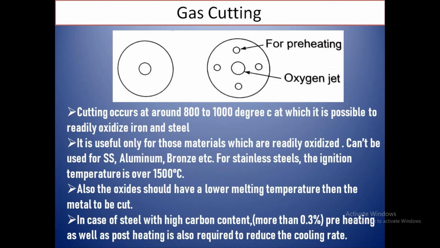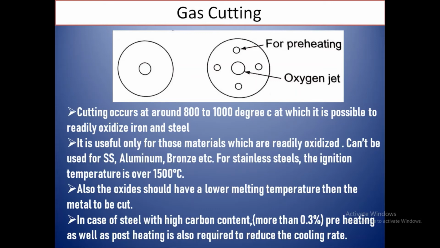Also, another point is that after cutting, the oxides will have to be in the molten form. Because if they are not in the molten form, they will solidify again and block the cut. It will be like welding then. That's why the oxide should have a lower melting temperature than the metal to be cut. Then only the metal oxides will remain in the molten state, so we can separate the metals easily. As you can see in the third point over here, the oxides must have a lower melting point than the metal to be cut.